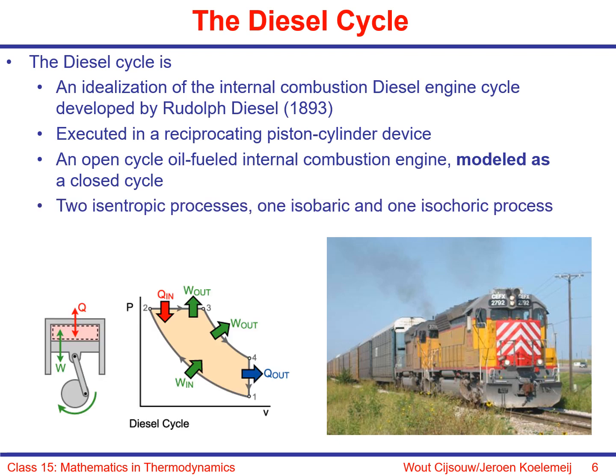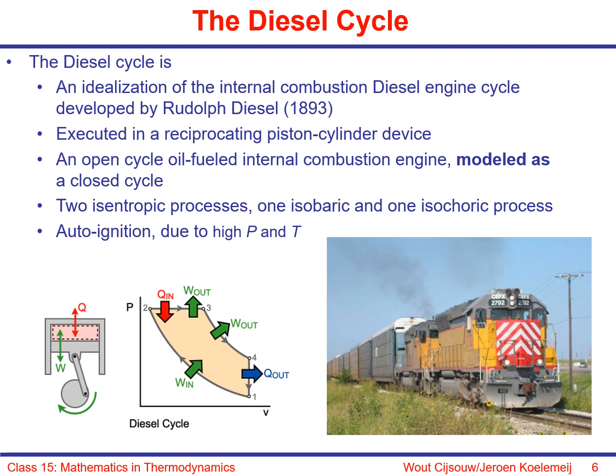And the cycle itself is then built up from two isentropic processes. Here you see a PV diagram, so you don't recognize the isentropic processes immediately, but they correspond to these curved segments here. And then there's one isobaric segment, and there is one isochoric process.